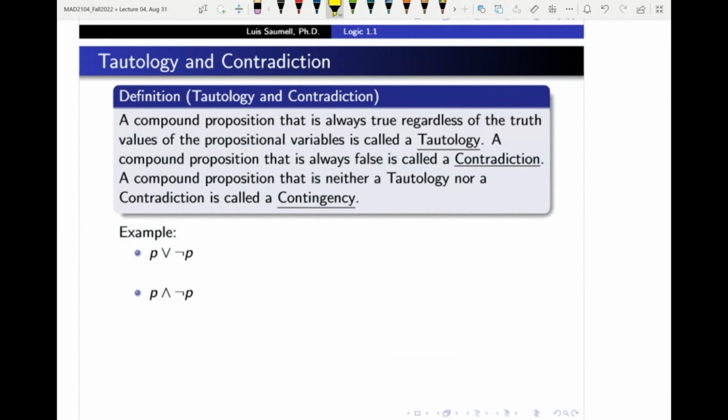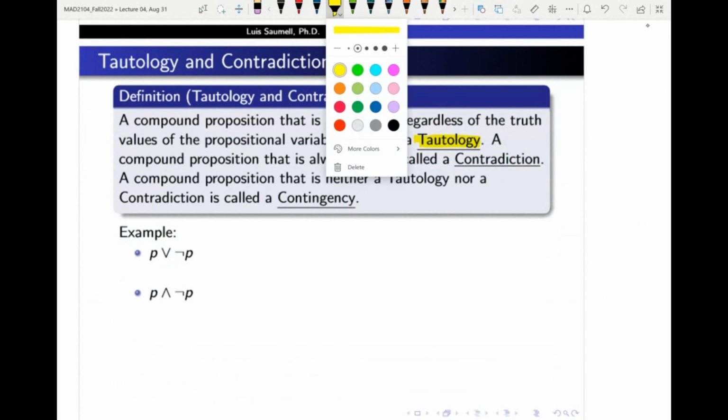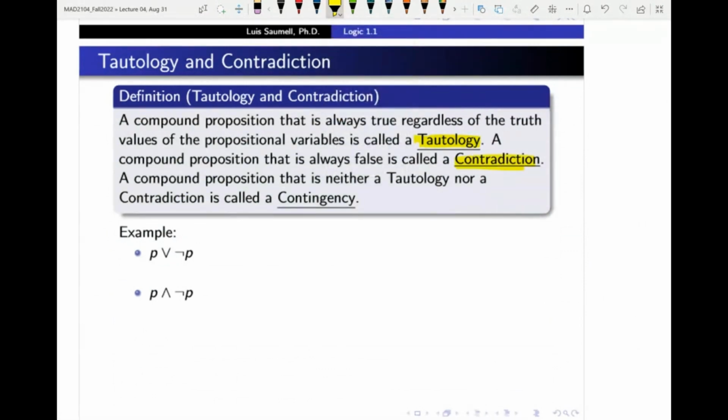One is the notion of a tautology, okay? A proposition is called a tautology if it's always true, regardless of what the values of the individual variables are. And then on the other side of the spectrum, we have what we call a contradiction, when your proposition is always false, regardless of the combination of values for the simple ones that make it. And if you have a proposition that's neither a tautology nor a contradiction, meaning when you do the truth table you get a mixture of true and false, we call that a contingency, okay?